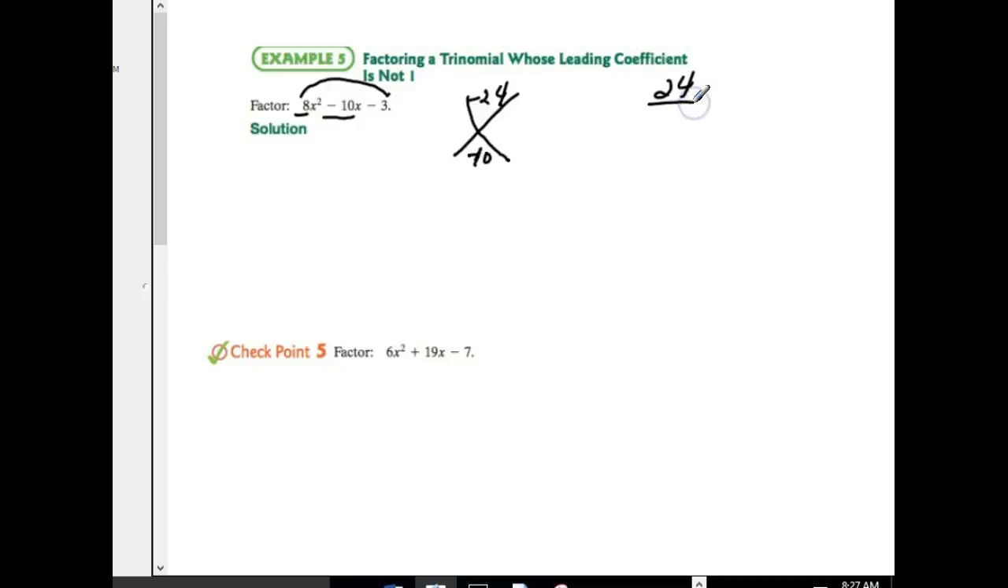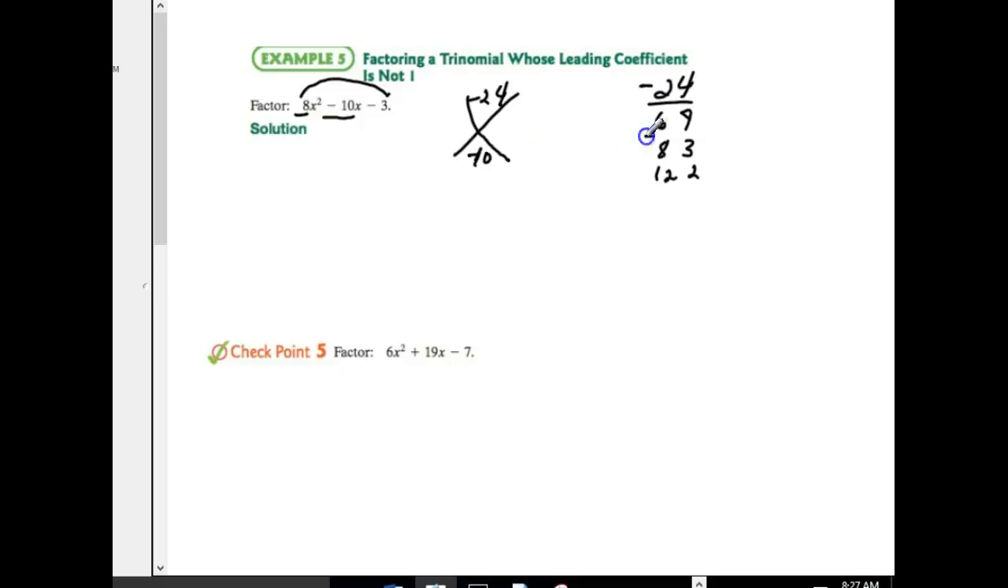If we have 24, that is 6 and 4. That would be 8 and 3. That would be 12 and 2. So there's different combinations. Well, any of those, now remember, for it to be a negative 24, one of them has got to be negative.